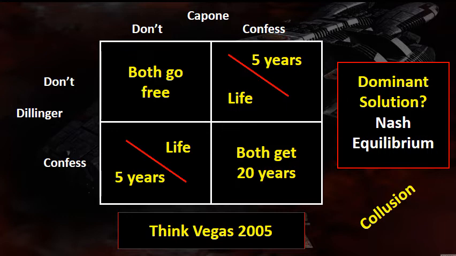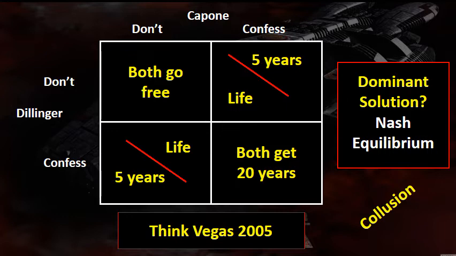The dominant solution, the most likely thing for them to do, is to both confess. And that's what happens all the time on TV. They're afraid of what the other guy's going to do, and so they both confess. And they get this sentence. It's the dominant solution. It's the most likely outcome, but it's not the best outcome. It's a Nash equilibrium. They're worse off, but neither one of them individually can make a move that makes them better off. So they're stuck. Okay?